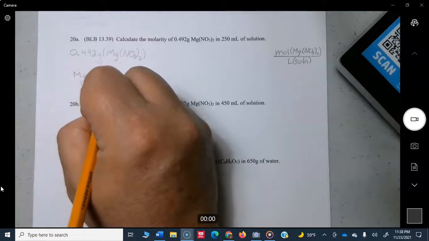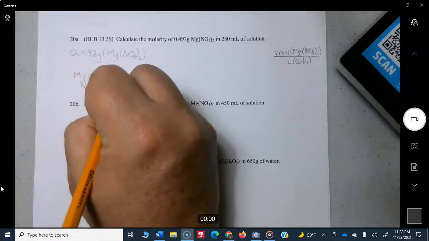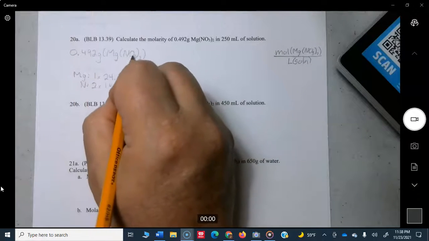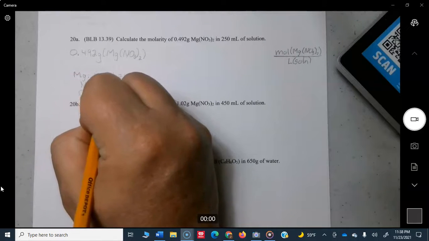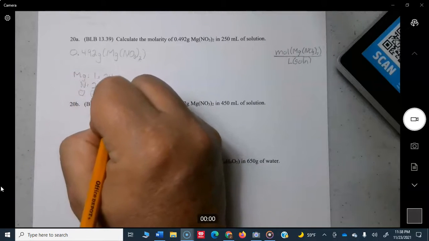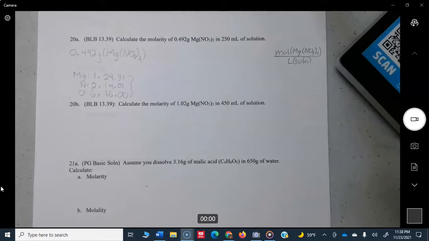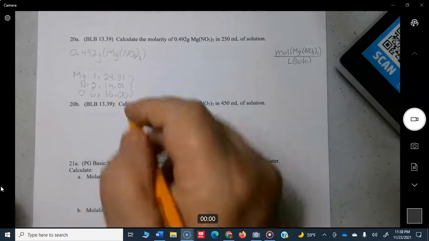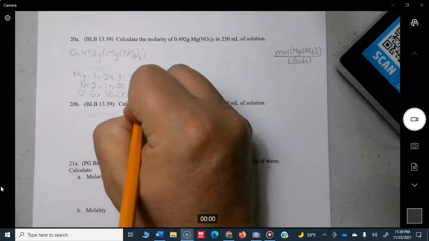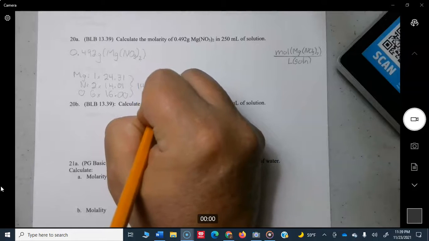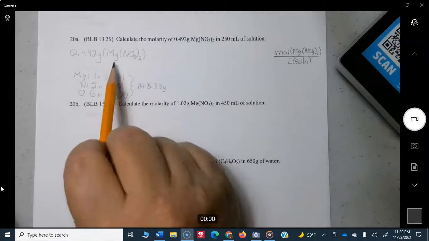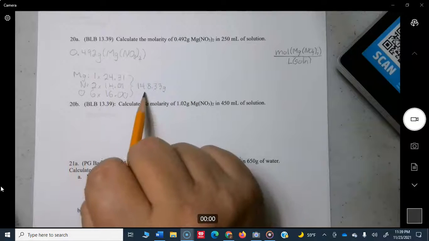They are each 14.01 from the periodic table. And then you have 2 times 3 is 6 oxygen. And periodic table says that's 16. So when we add all of that up, we get 148.33 grams. So 1 mole of magnesium nitrate is 148.33.